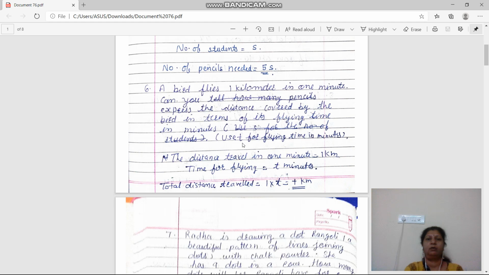So for t minutes, for flying time let's take the time in minutes as t. We are assuming the letter t. So for the flying time of t minutes, the total distance traveled is equal to 1 multiplied by t. Why 1? Because in 1 minute the bird flies 1 kilometer. Get it? So the total distance traveled is equal to 1 multiplied by t, that is t kilometers. It is not a plus sign, it is t. Okay? So it is t kilometers. Get it? Okay. Now next.